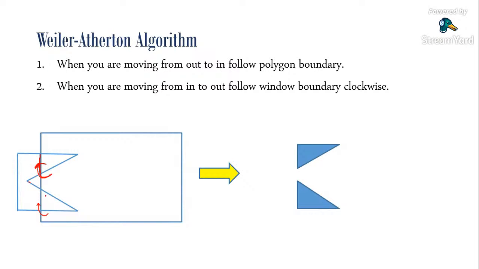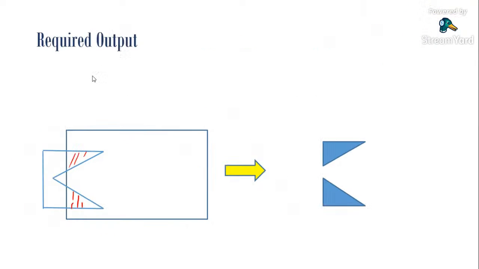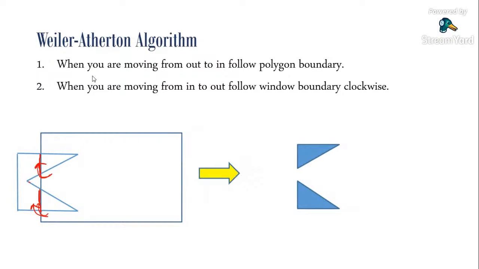Now from this it is following the polygon boundary, and whenever it is going from in to out, at this location it will follow the clockwise direction along the window boundary, so that the object will be closed and you will get separate objects. So this is nothing but the addition done in the Sutherland-Hodgeman algorithm for getting the proper output. This is how the limitation of Sutherland-Hodgeman is removed in the Weiler-Atherton algorithm.